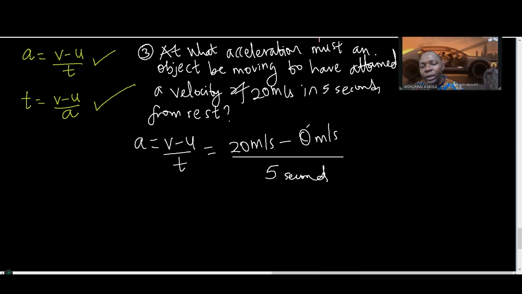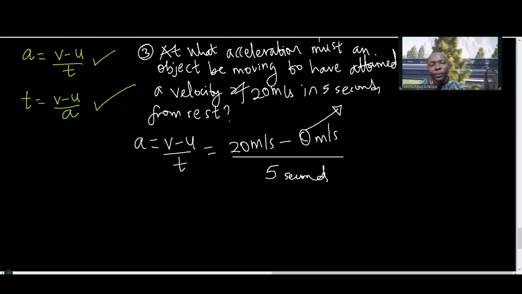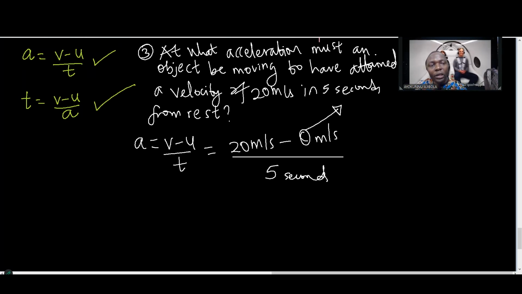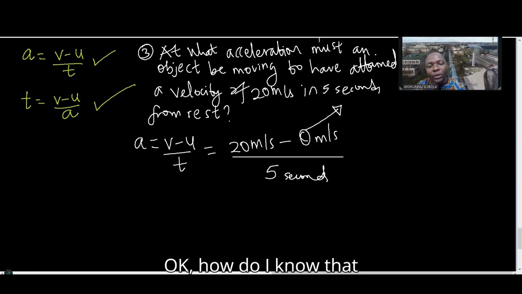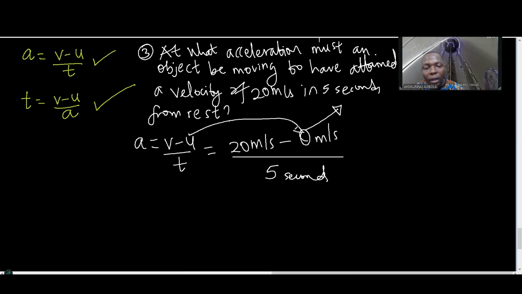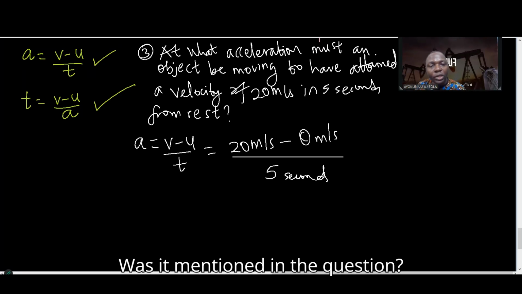Now, how did I know that u was 0? Time is 5. How do I know that u is 0? How did you know that u is 0? Was it mentioned in the question?